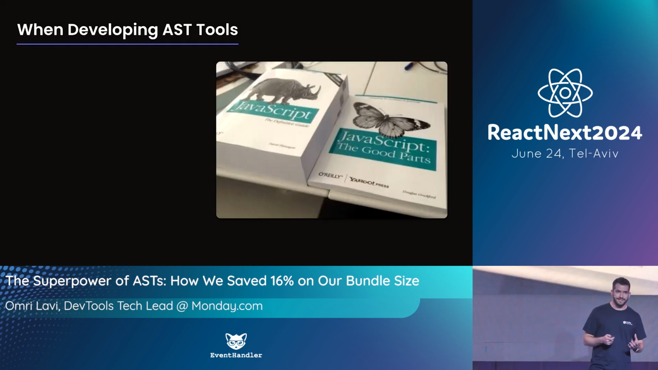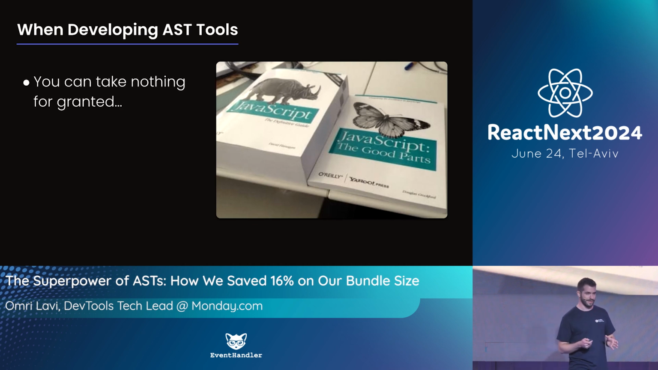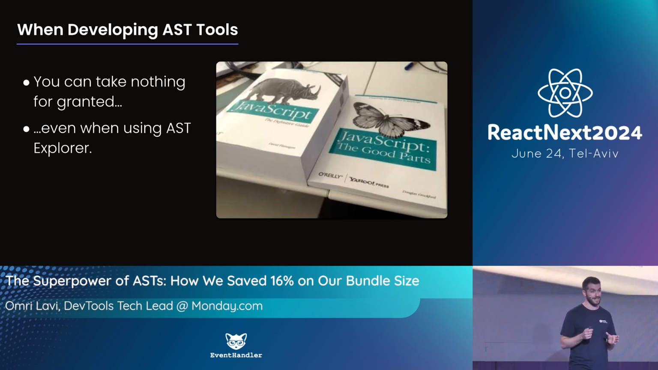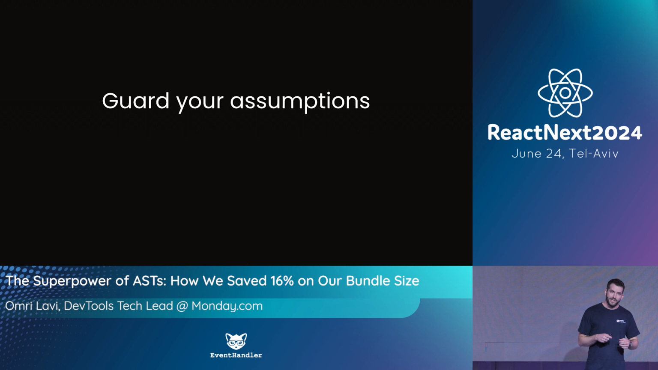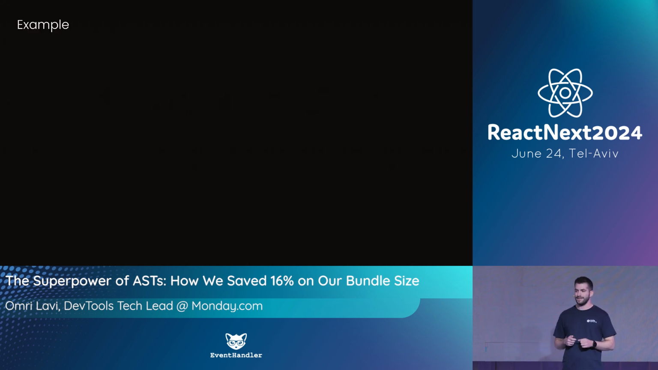So when you're developing AST tools, you can take nothing for granted, even if you're working with AST Explorer, as I showed you before, because you're guaranteed to meet new JavaScript features, which may be exciting if you're thinking of it, but it's less exciting if it's due to a bug in production. So what you should do is guard your assumptions. The best way to understand this is by an example. We wanted to show you an example from our code, but it was a bit too complicated for this talk. So let's talk about something simpler.